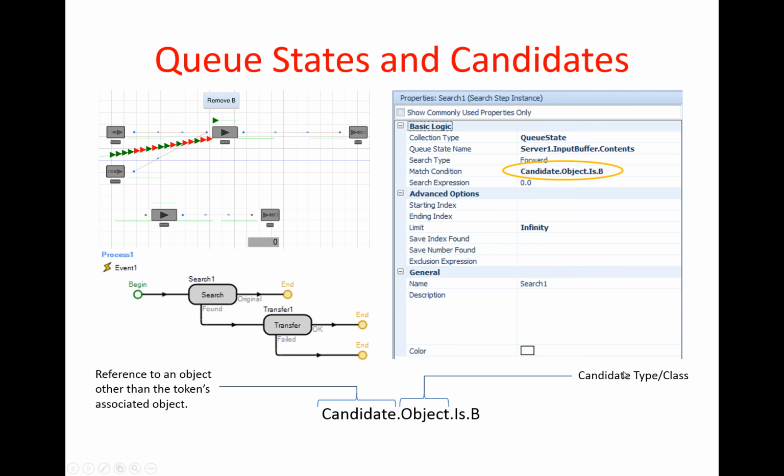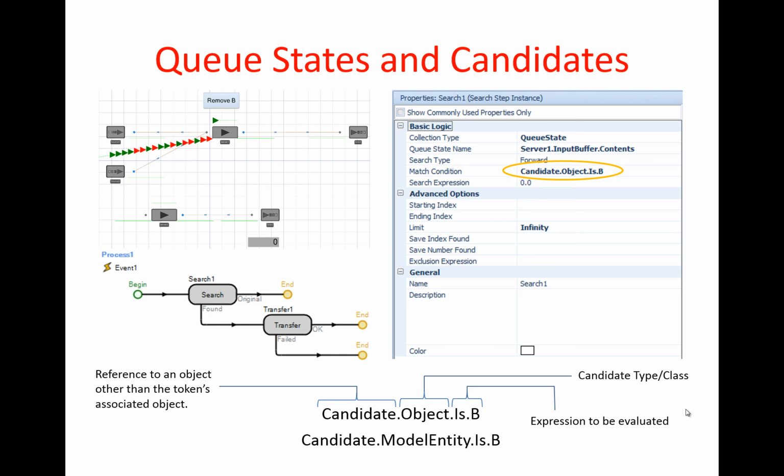The second component determines the candidate type or class, and in this case, our candidates are objects. They are model entity objects. And finally, the last component is the expression that we evaluate. So is.b is either 0 if the entity is type A, or it equals 1 if the entity is type B.